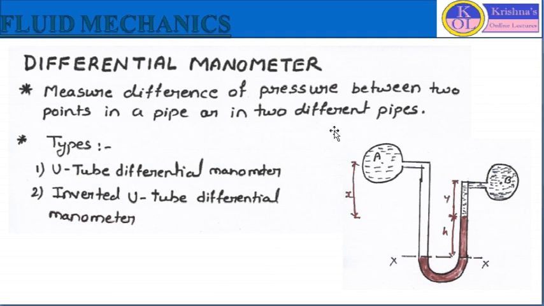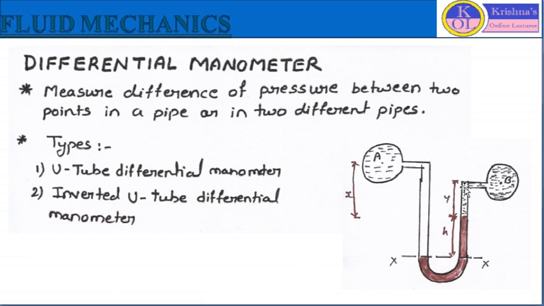So differential manometer is generally used to measure the difference of pressure between 2 points in a pipe or in two different pipes. And there are two types of differential manometer we consider. One is the U-tube differential manometer and another is the inverted U-tube differential manometer. The exact shape of this differential manometer is related to the U-tube manometer only. This is the diagram of U-tube differential manometer, and inverted U-tube differential manometer is just opposite to this. We use the inverted U-tube to find out the difference of pressure. So there are two types of differential manometer.